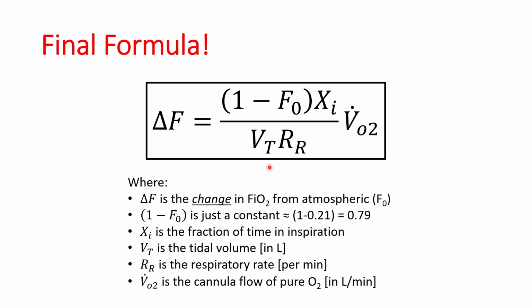So this 1 minus F naught is just a constant. It's 1 minus 0.21, so that's around 0.79. Again, Xi is the fraction of time in inspiration, usually about a third for most people. VT is the tidal volume that the patient breathes in during the inspiratory portion of the cycle. RR is the respiratory rate per minute. And then flow of O2 is the cannula flow of pure O2 in liters per minute coming in from the wall. So this is the final formula, and that's how we derive it logically.